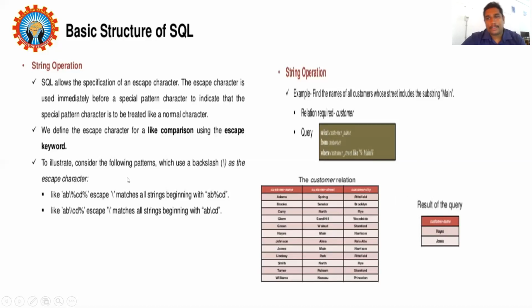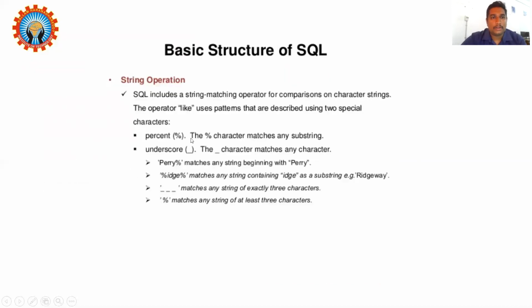We have various representations also. This representation includes a string matching operator, that is, like, percentage, or backslash, for comparison of character strings. The operator like uses patterns that are described using two special characters. Already we said that two special characters are used, either percentage or backslash. We have an underscore also. In one of the textbooks they give an underscore also.